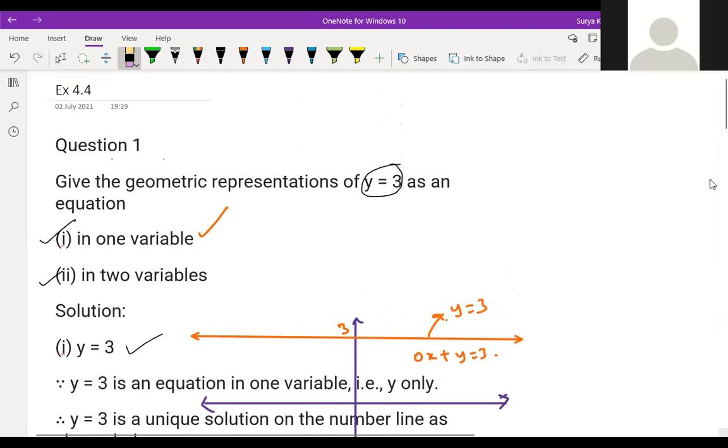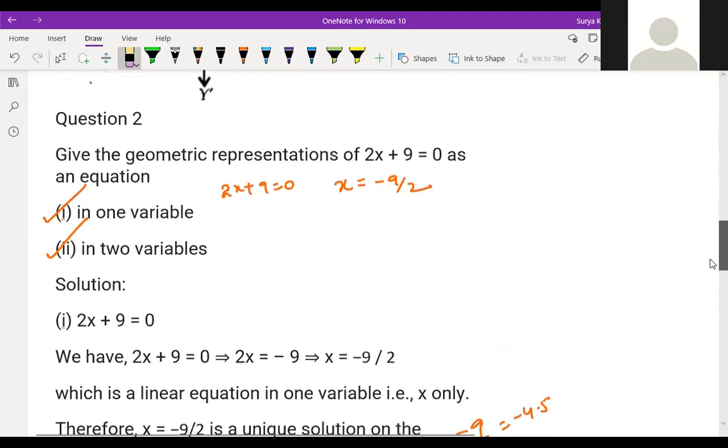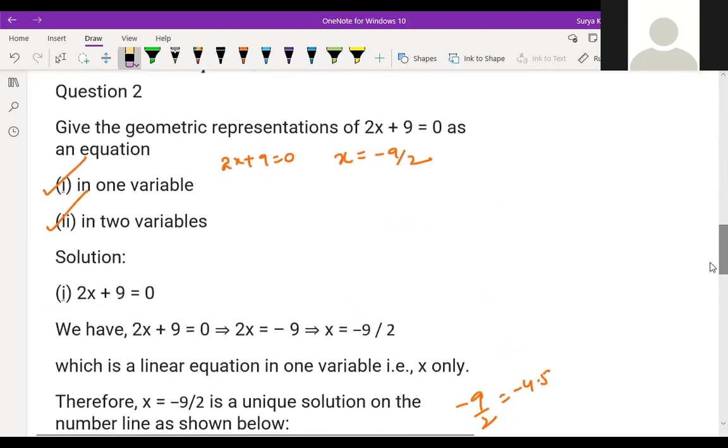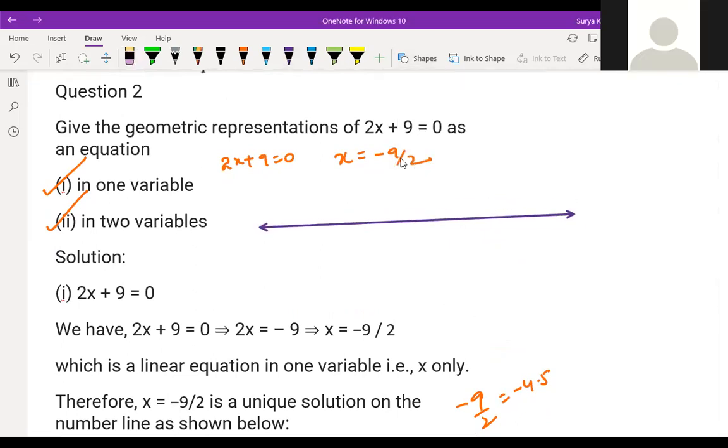Fine. Question number one now. Is it clear to you? Yes, sir, it's clear. All right. So question number 2. This also is similar to the first question. In one variable, we have x is equal to minus 9 by 2. So simply you should point out minus 9 by 2 on a number line.